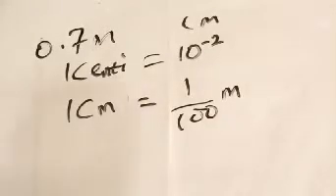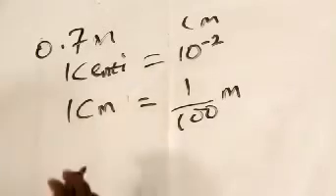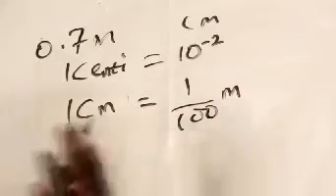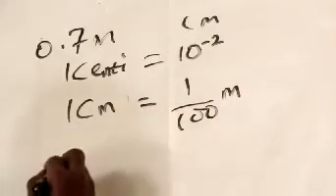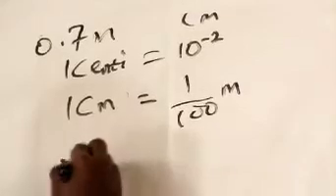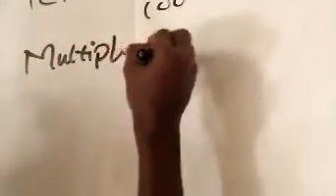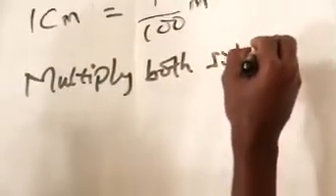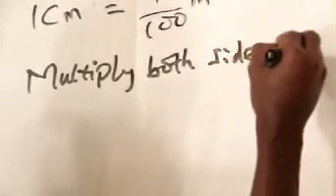I hope I'm not confusing somebody. You can listen to it again and again to understand. So in this case, we want 1 meter, since we're converting from meter to centimeter. And to do that, we multiply both sides by 100. Because as you can see, 1 over 100 is with meter, so we have to delete 100, so that only 1 will be there. Multiply both sides by 100.